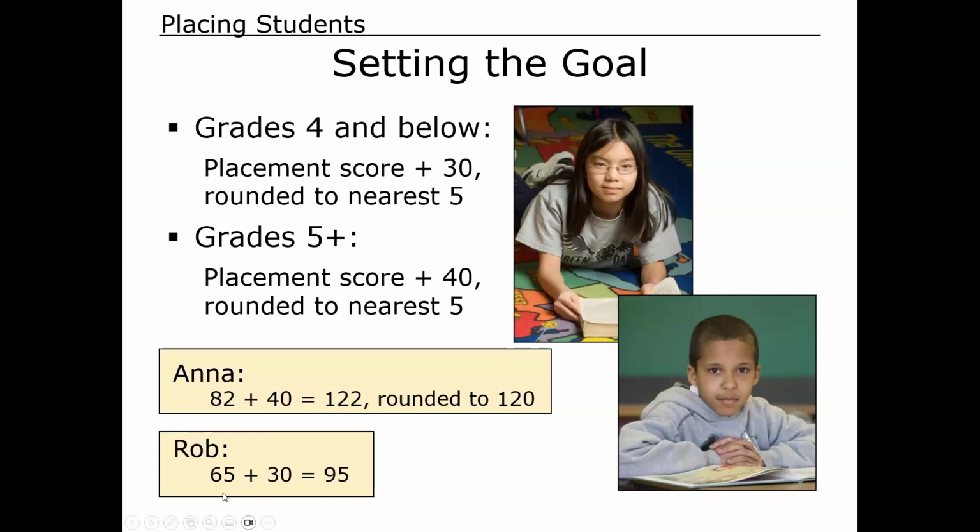Rob's a 4th grader. We didn't know anything about Rob, so we put him in the lower level to be on the safe side. And on level 3.0, he read 65 words. We add 30, so his story goal is 95.